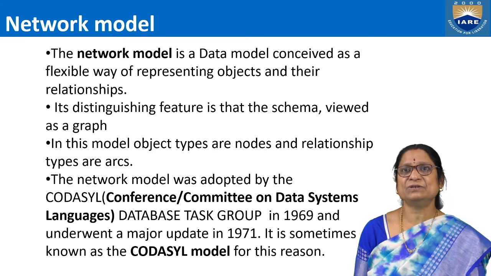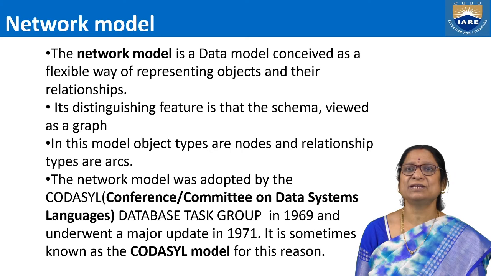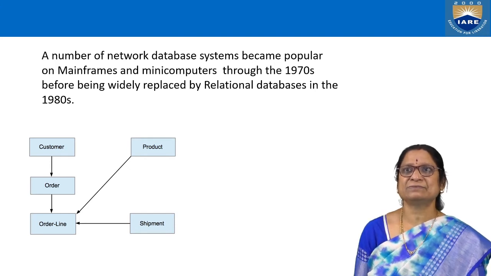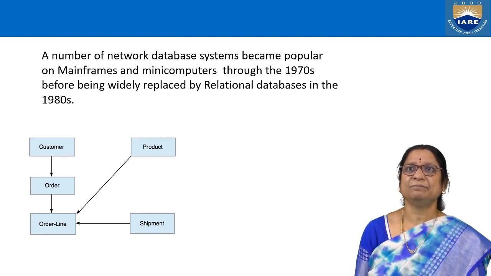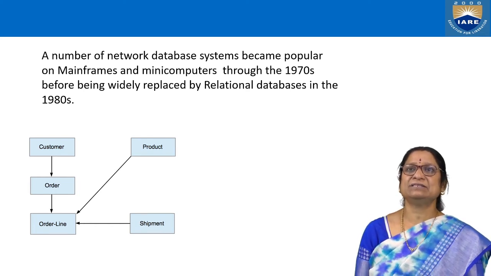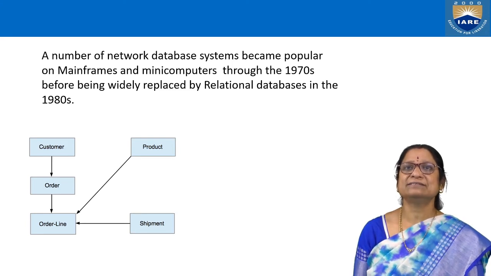The basic difference between the hierarchical model and the network model is that in the hierarchical model one-to-many relationships are carried out, while in the network model many-to-many relationships are allowed, so cycles may be formed. You observe that a number of network database systems became popular on mainframes and minicomputers through the 1970s, right? But when relational databases came into the picture in the 80s, even these network models were not considered for implementing applications.